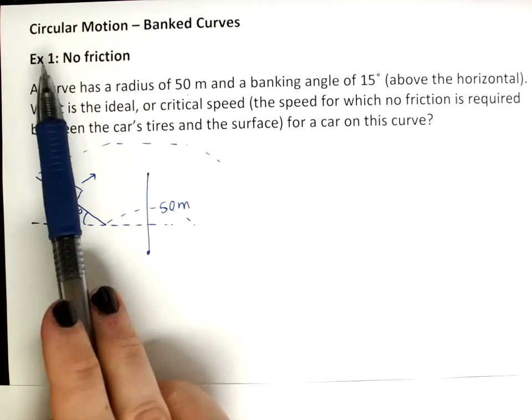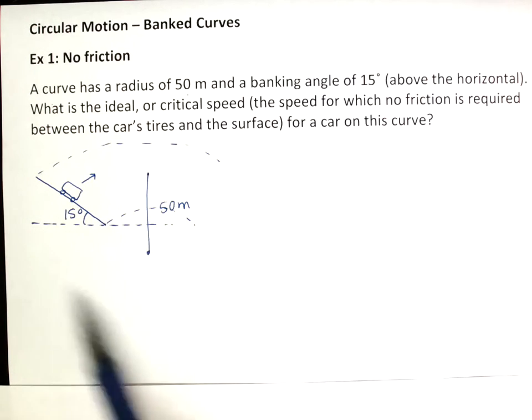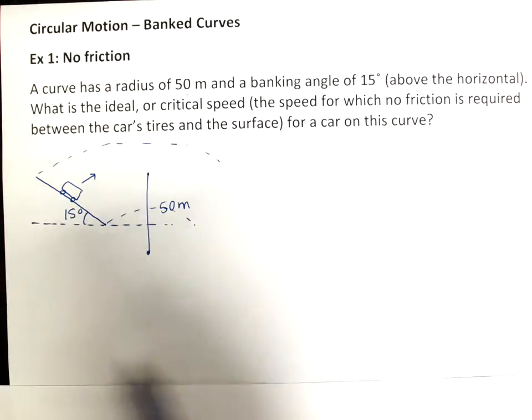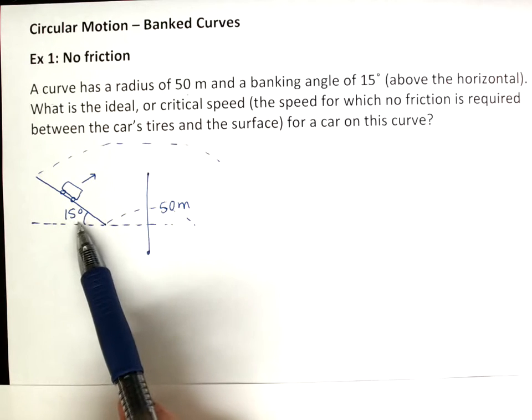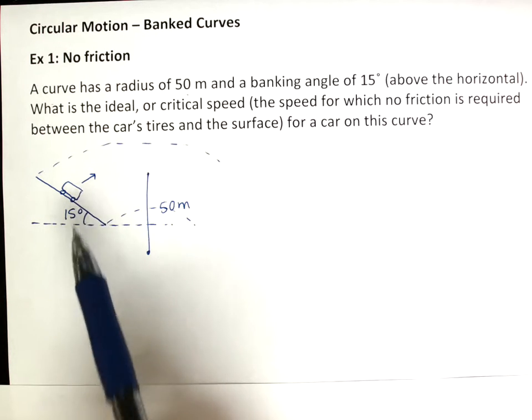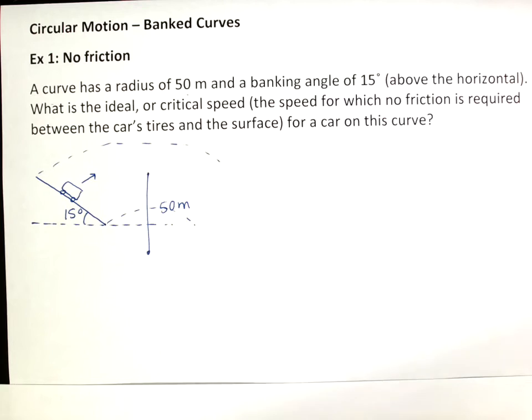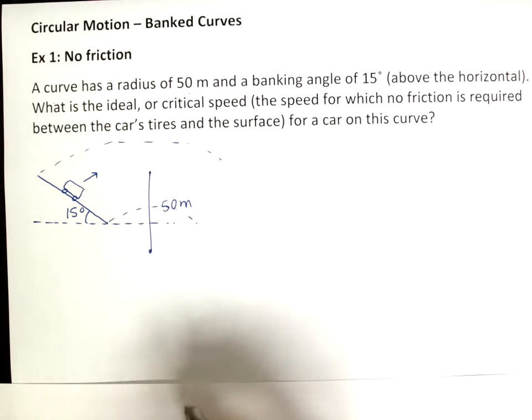So we're doing the first example, which is no friction. This is an ideal scenario. If this car were on ice, for example, and this was just a circular track banked all the way around at 15 degrees, then the car, without turning its steering wheel, could stay on this curve and stay on it forever, without sliding. So first thing we want to do is draw a free body diagram.